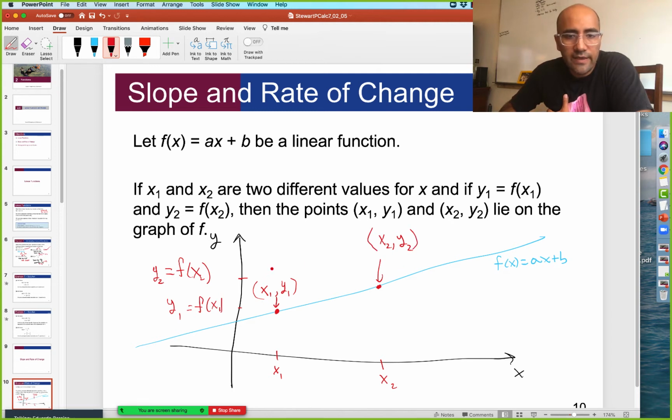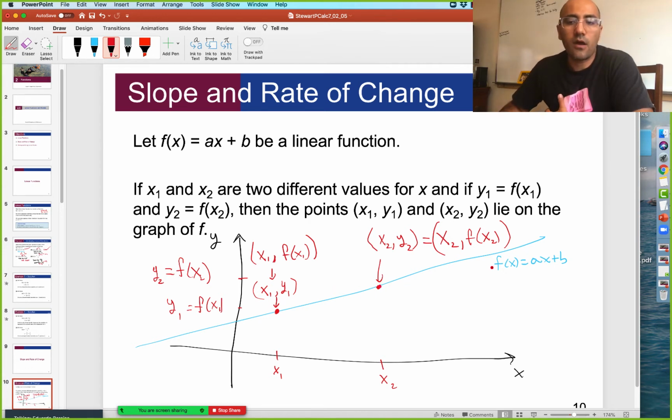which we can also say that this one is (x1, f of x1), right? All the notation is the same. Sometimes it's better to write it down this way, sometimes it's better to write it down this way. Same thing with this one. We can either write it as (x sub 2, y sub 2), or we can write it as (x sub 2, f of x sub 2). Okay, that's what this whole thing was trying to describe. And of course, these two ordered pairs are points on the line.